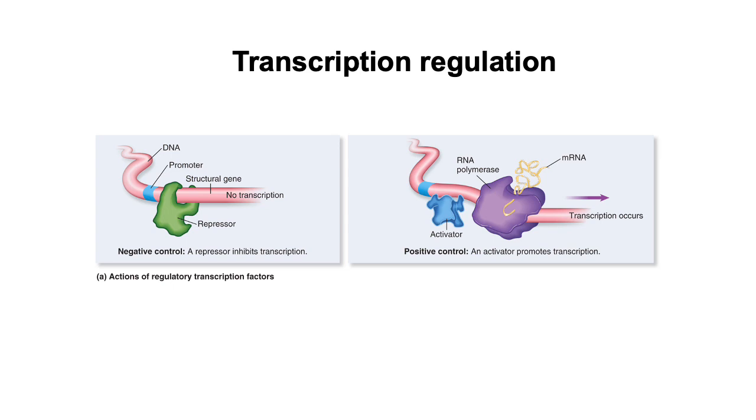And so what activators do is they somehow interact with the gene, with the DNA, and they enhance or facilitate the ability of the RNA polymerase to come in and start synthesizing the RNA. So repressors, negative control, block the RNA polymerase. Activators, positive control, somehow enhance or facilitate the binding of the RNA polymerase to the DNA. And so these are kind of the two sides to the coin that we're going to talk about.